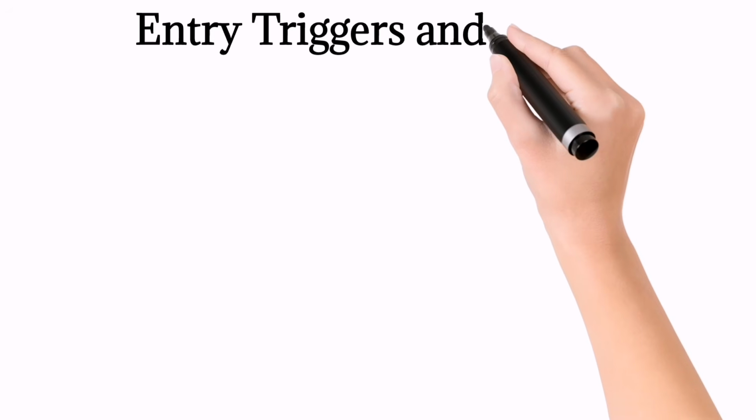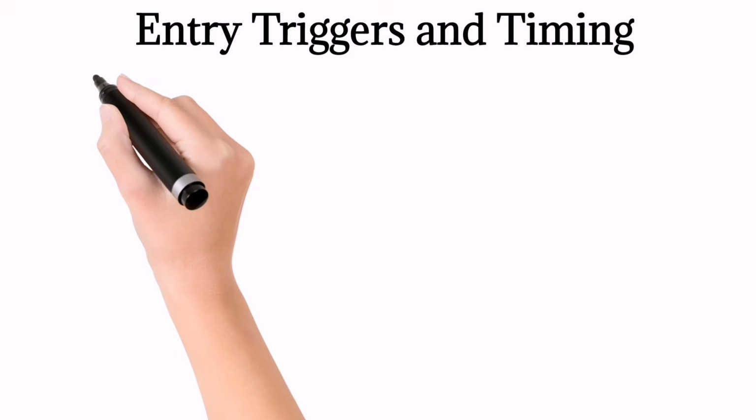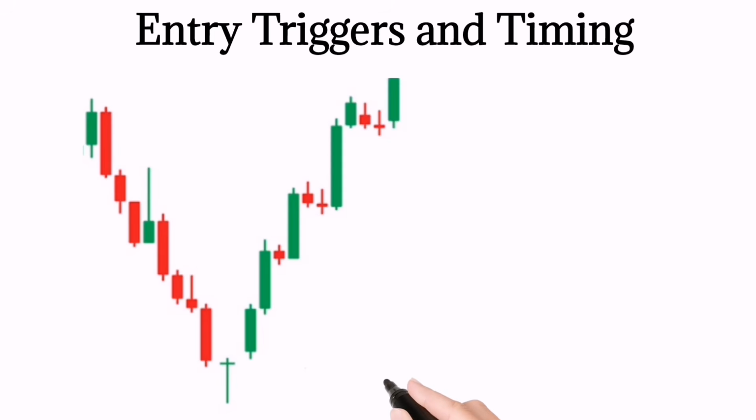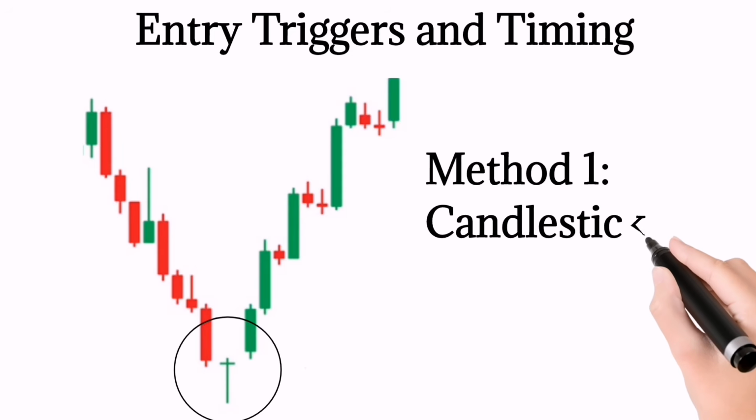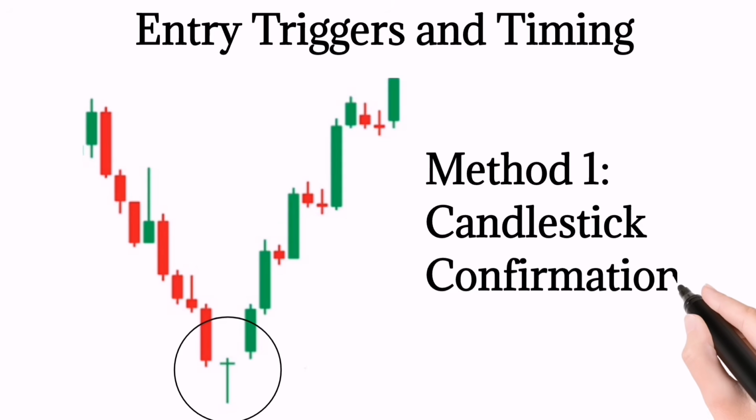Entry triggers and timing. Let's now explore the most beginner-friendly yet powerful ways to enter a trade. Method 1. Candlestick confirmation. Price comes to your marked level. Don't jump in yet. Wait for confirmation like bullish engulfing, pin bar, hammer or shooting star, morning star or evening star, inside bar breakout. This tells you, yes, buyers or sellers are stepping in.